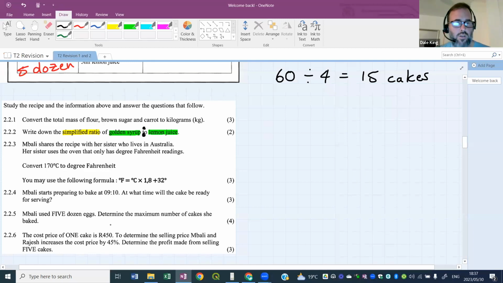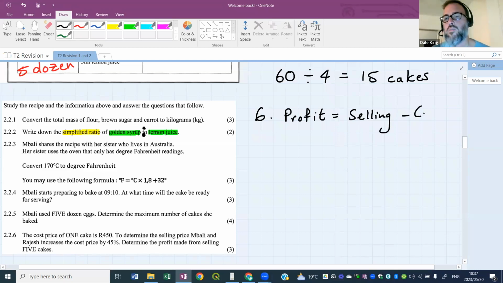The cost price is 450 Rand. The selling price, you have to increase the cost by 45%. Determine the profit. Okay, now, how do we get profit? I'll write that down for you. To get profit, we take our selling price minus our cost price. That's all I'm going to tell you. Try this one on your own, and let's see what you get, and then we'll compare answers.